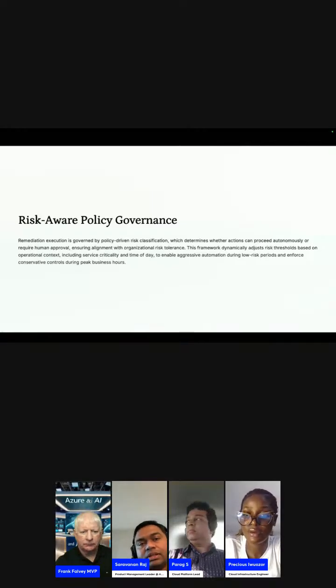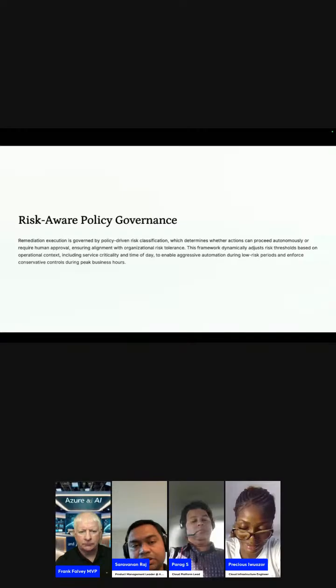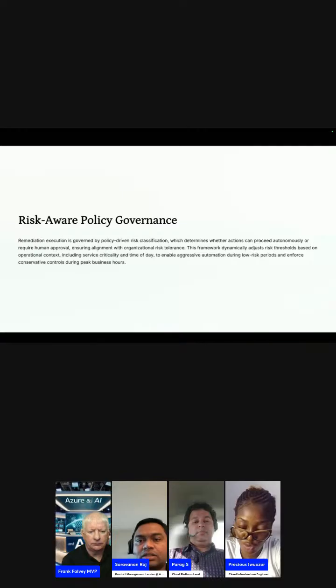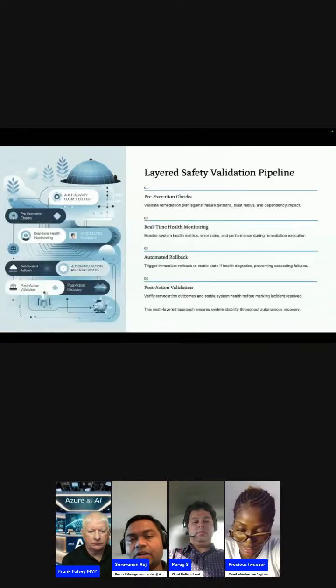The second one is that this AI model needs to be risk aware, and there needs to be a certain extent of policy governance built into it. That ensures that the models don't go rogue, and also that conservative controls are placed during peak business hours, and when you need to roll back or mitigate a problem using a production code change. So for all of that, we need a policy governance system built on top of it. I'll talk about which Azure-specific AI systems we used, but that's the second component.